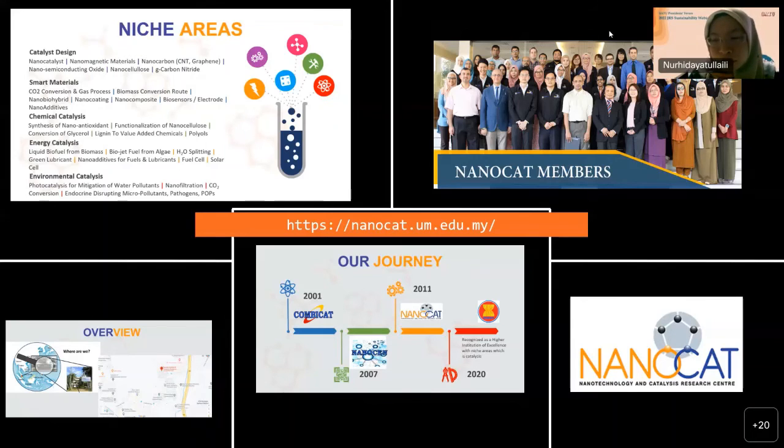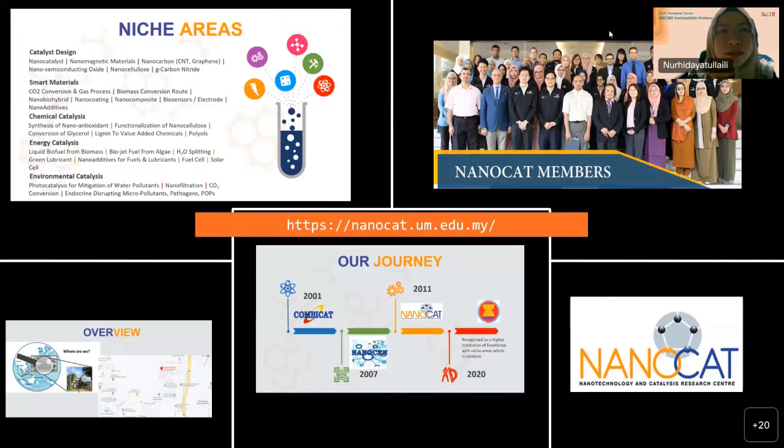NanoCat Research Center is one of the centers of excellence at University Malaya, Malaysia. We started in 2001 until 2020, and we are also one of the national centers of excellence in Malaysia. Our focus area is catalyst design, which we use for nanocatalysts, nanomagnetite. The nanomagnetite is one of the examples presented today. For the nanocarbon materials, covering carbon nanotube, graphene oxide, reduced graphene oxide, and also semiconducting oxides, the nanocellulose, and also the carbon nitride.